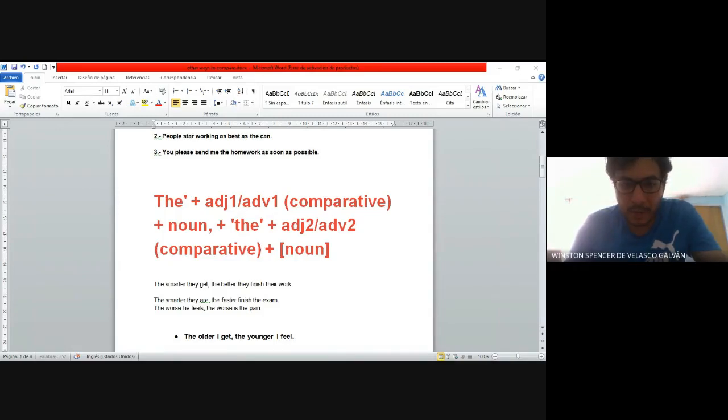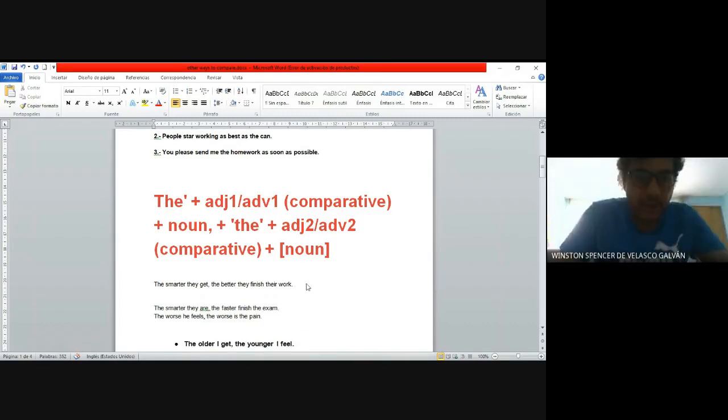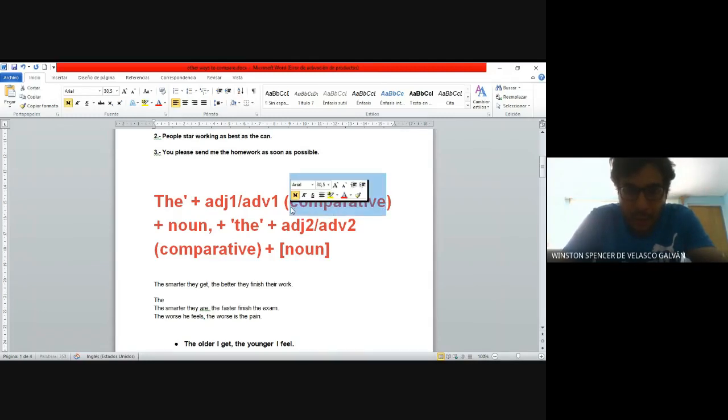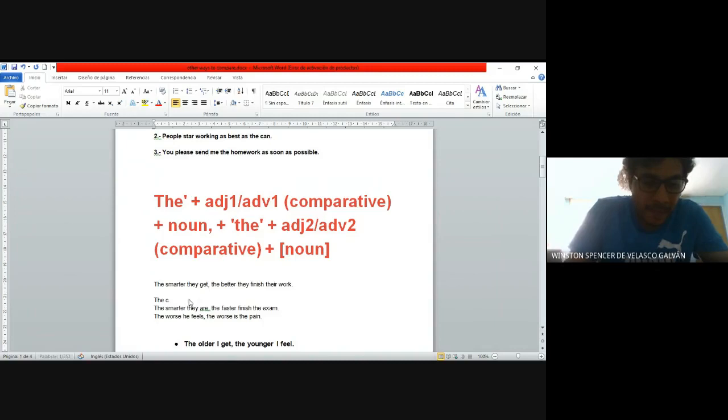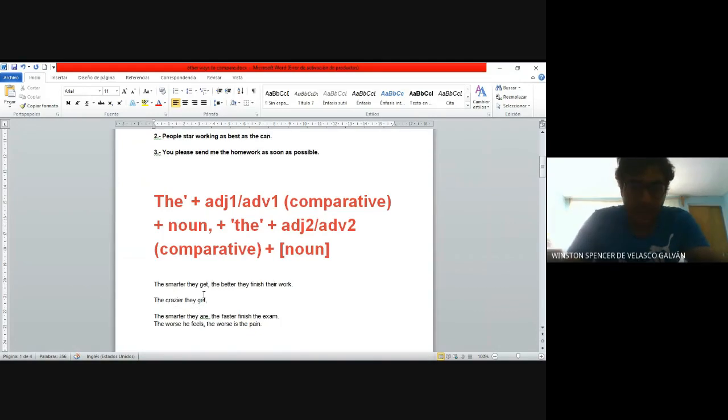Okay, another one. Look at this. This is pretty easy. I'm going to start one more time with the... So let me use it. The. And now I need to make a comparative. Look, comparative. The crazier they get, comma, that's the first part. Ya tengo la primera parte. The crazier they get. Mientras más locos se vuelven, coma.